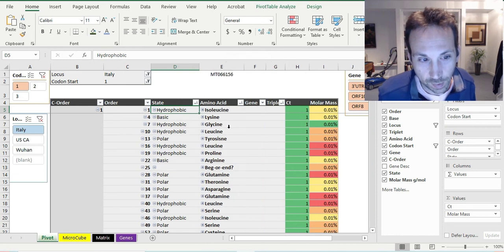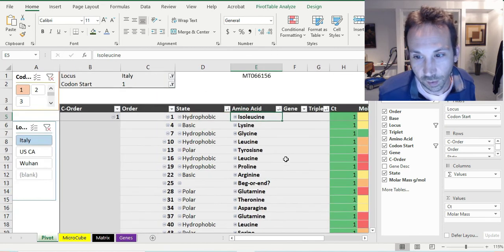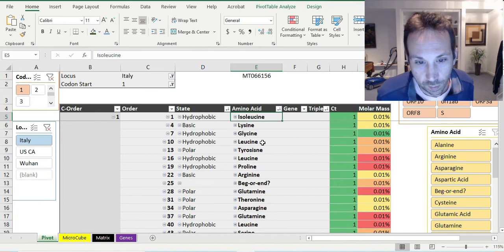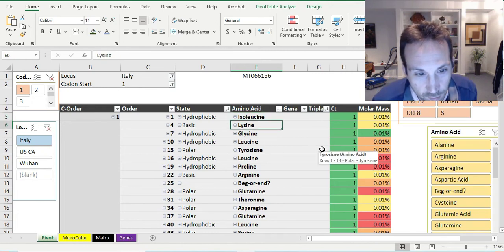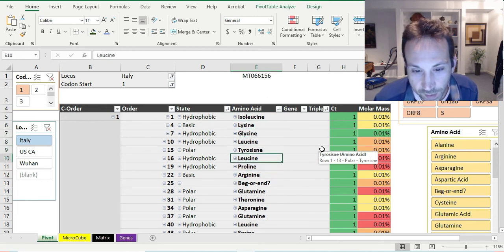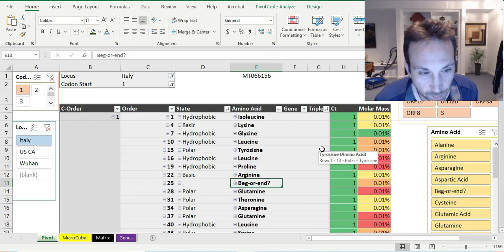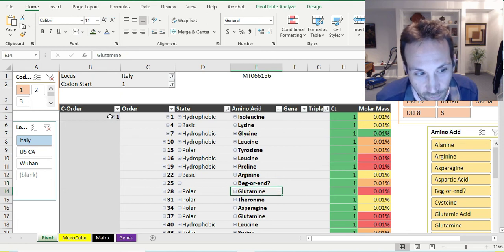So you've got the start of this: isoleucine, then lysine, then glycine, leucine, tyrosine, leucine. There's all this leucine up here. Well, is there any way to disrupt this leucine, which seems to be bonding things together? But this is just the 5' end at the top.